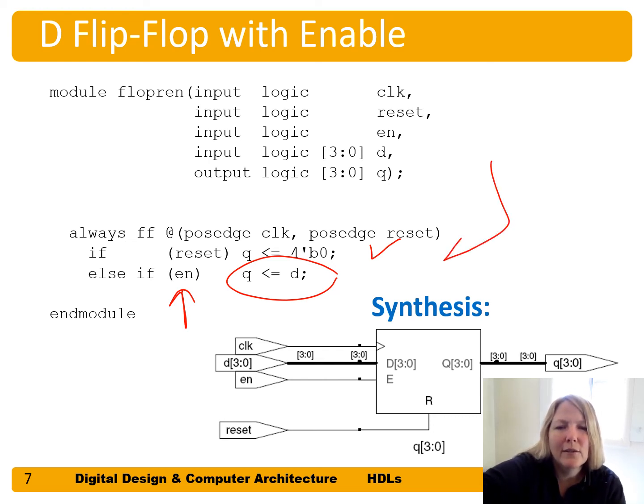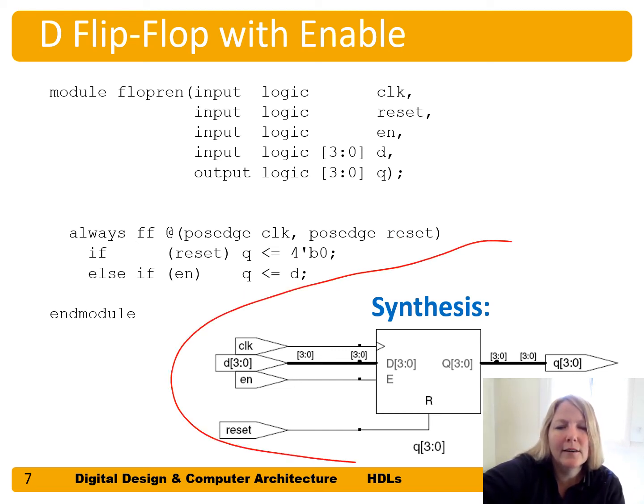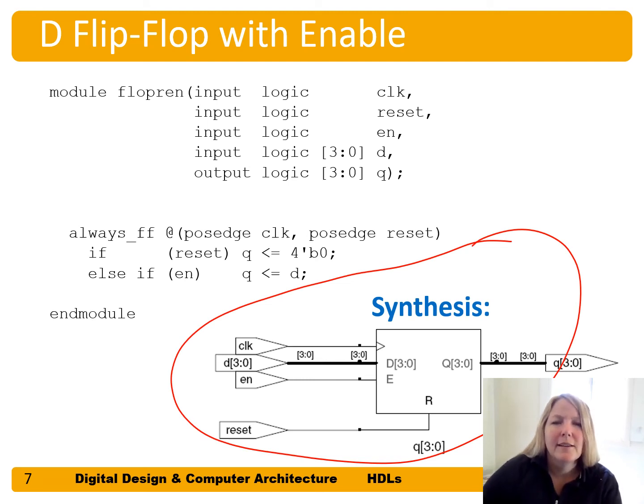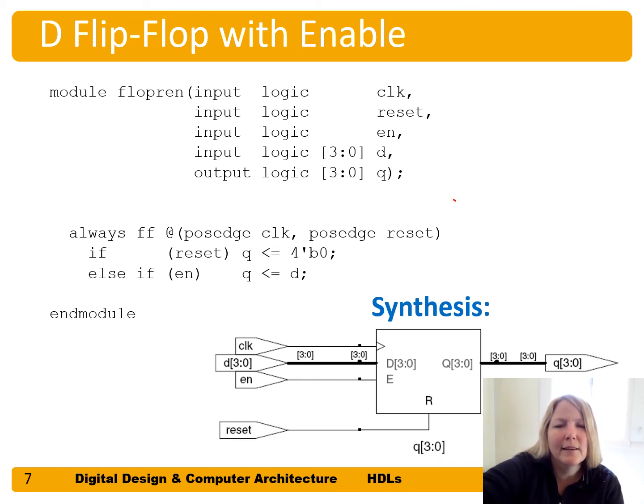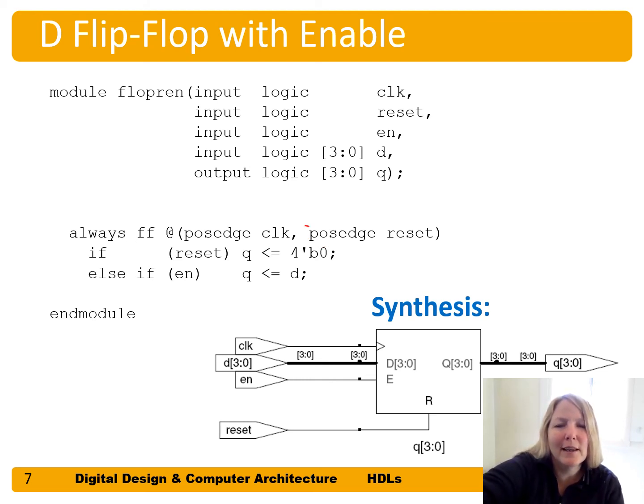If none of those is the case, it just retains whatever it had. So it keeps holding the previous value of Q if the enable is 0. And now we have our synthesis of the D flip-flop with an enable. And is this an asynchronous reset? Yeah, it's still an asynchronously resettable flip-flop with an enable. If you took this out, you could make it a synchronously resettable flip-flop with an enable.